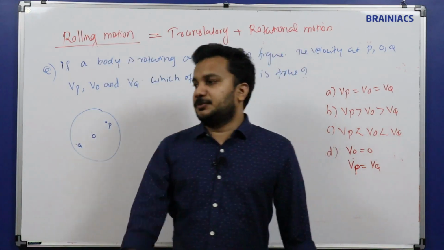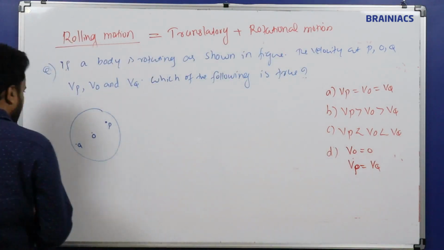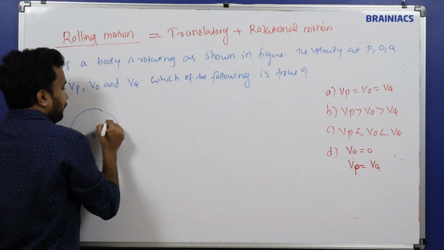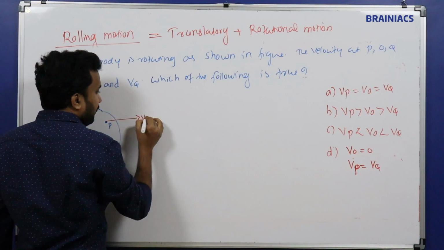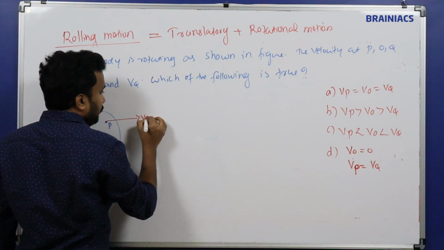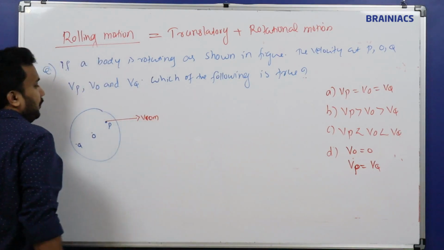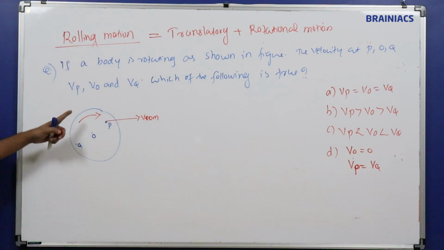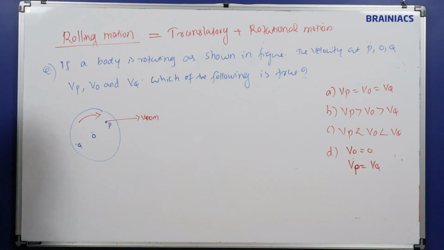Tell me what's the answer for this one. What we have to do? Tell me, boys and girls, what we have to do? Here we have a center of mass, VCOM. So the body is rotating like this, which is given in the question. I forgot to mark this arrow mark. Once it is rotating, we want to mark a tangent.